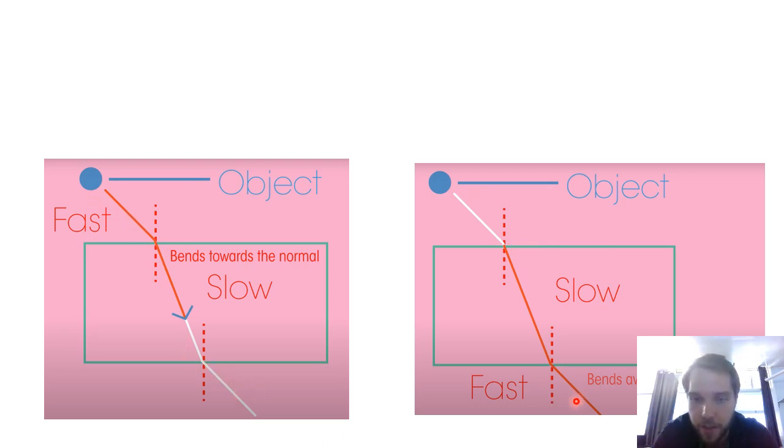You can kind of see that here. Once it goes into that slower, dense medium, it slows down, the angle gets a bit sharper, it gets closer to the normal. See how this is why the normal is so important.